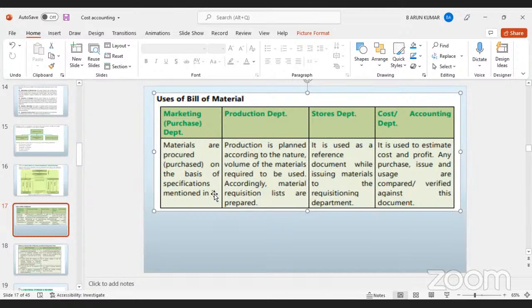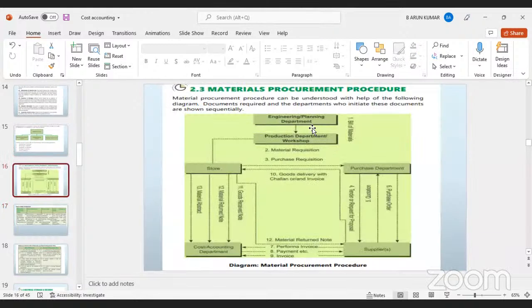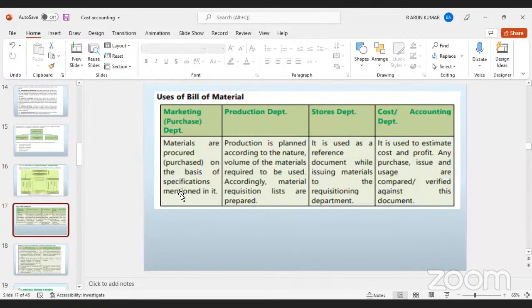Materials are procured on the basis of specifications mentioned in it. What we mention in the request to the planning department, this department checks whether what they requested has been received or not. First one is checking by the marketing department.